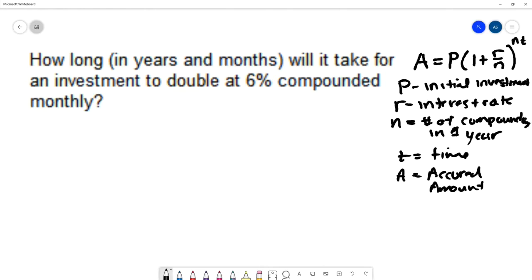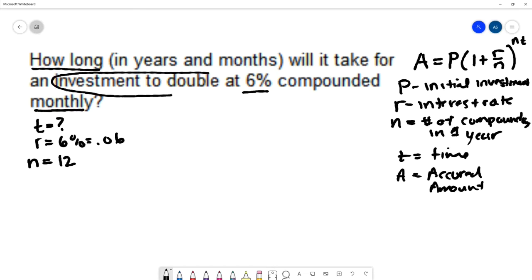So in our example, the question says how long. So time is our unknown quantity. We have a 6% interest rate, so R is 6% or 0.06. Interest is compounded monthly, which means interest is added in every month, so 12 times a year. And the values of A and P are not given. However, we are talking about the time it takes for the investment to double. So we're given this relationship between A and P. A will be twice P.